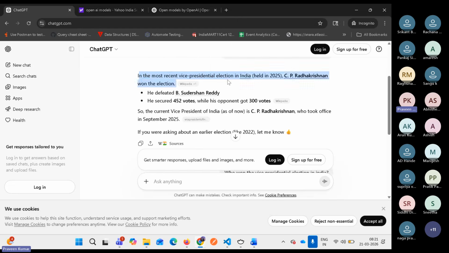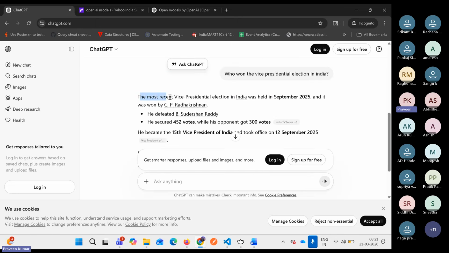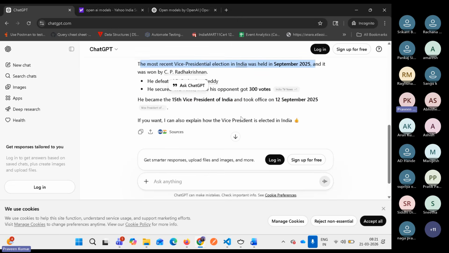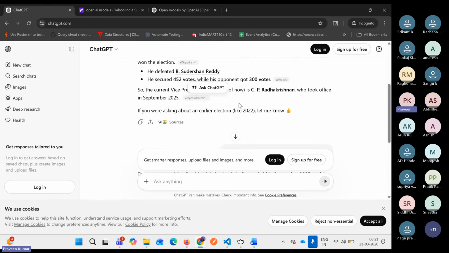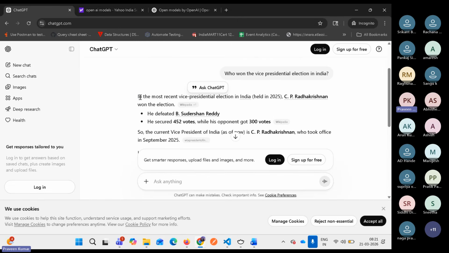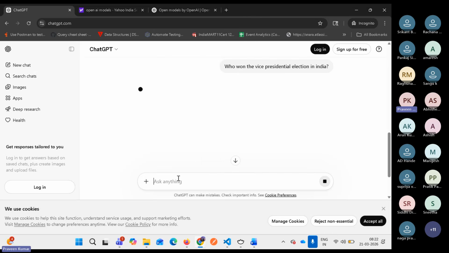In the most recent vice presidential election in India, held in so and so, something. And it has said that he took office on 12th September, but we do not see anything over here again, right? Let's ask a similar question again over here.